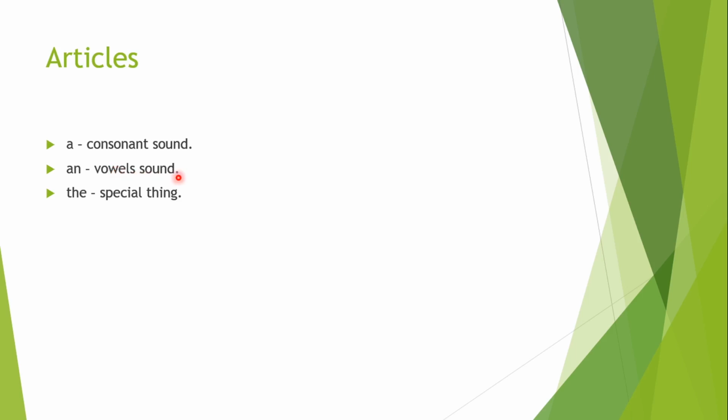Similarly, if it starts with a consonant but is pronounced like a vowel, then you will use "an". Like one example you all know, HOUR. As it is starting with H, H is a consonant, but pronounced like a vowel, that is, O. So we will write "an" before it. So you have to remember how to use the articles.